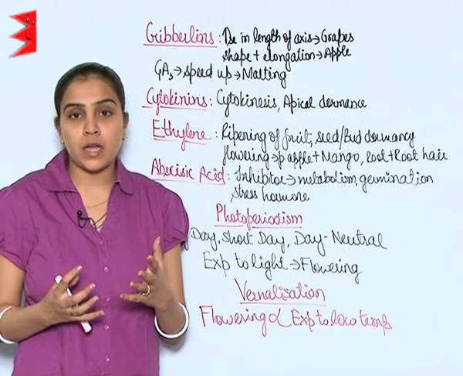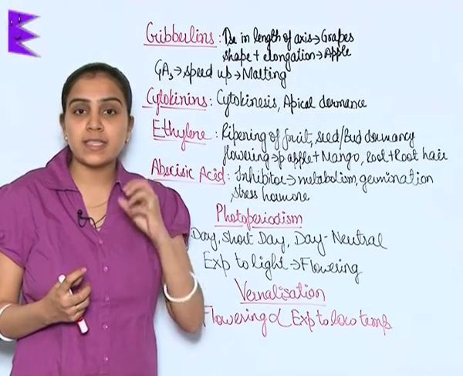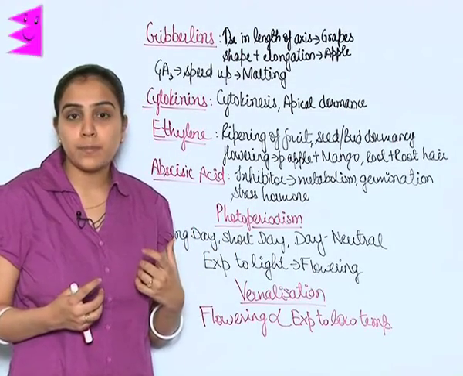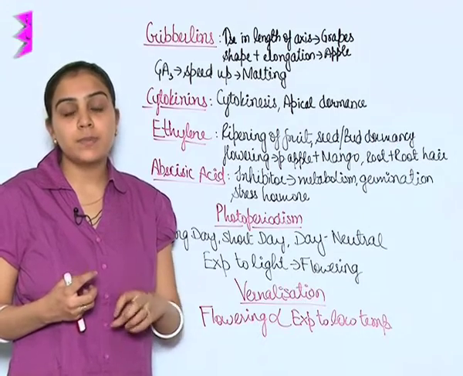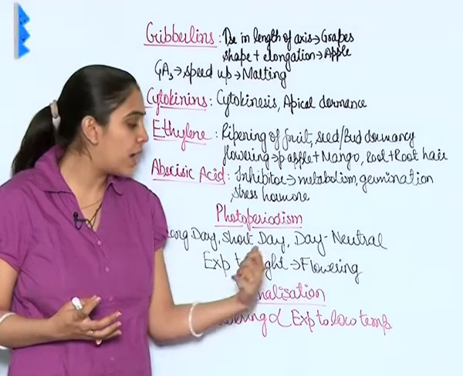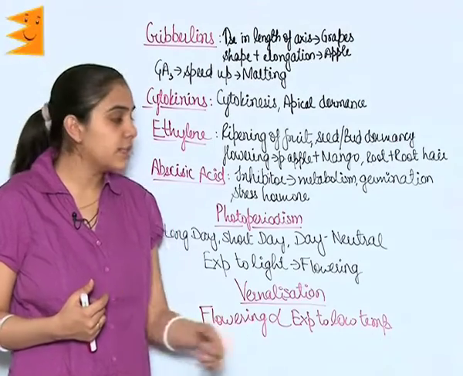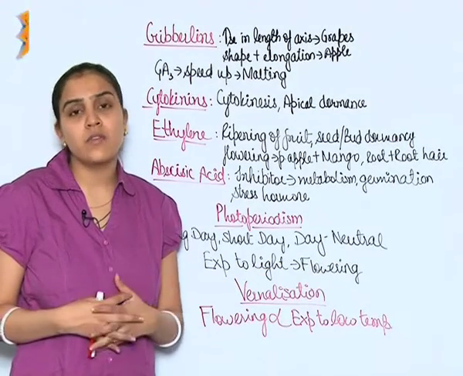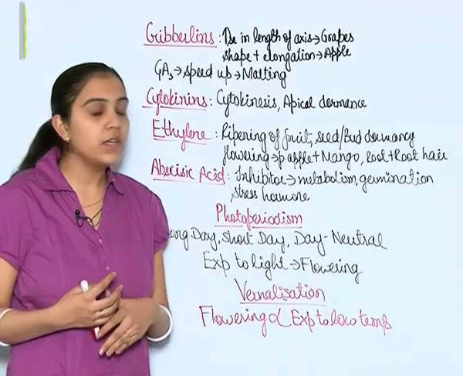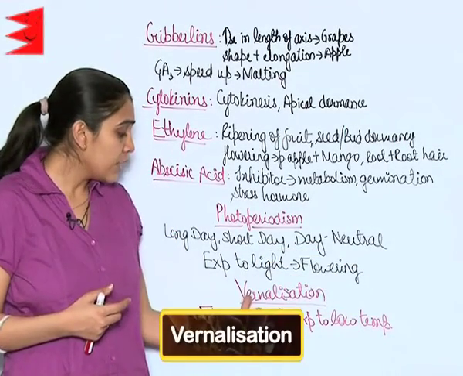Certain plants require less than this critical duration and are known as long day plants. Certain plants require more than the critical duration and are known as short day plants, and certain plants, flowering doesn't matter at all to this exposure, they are known as day neutral plants.